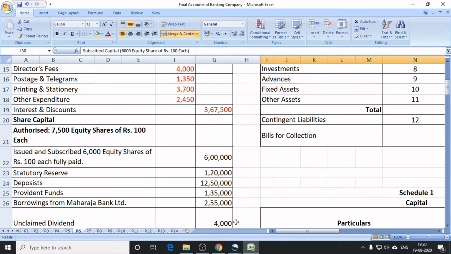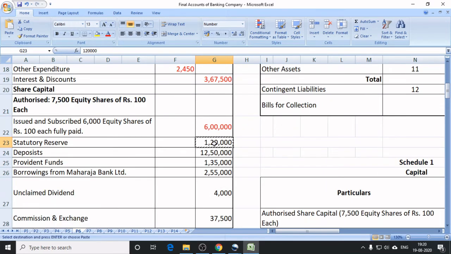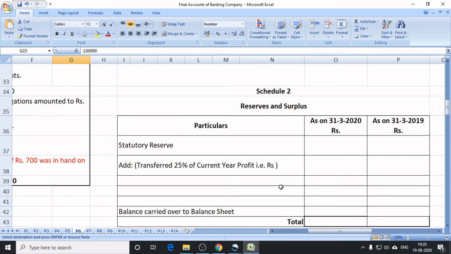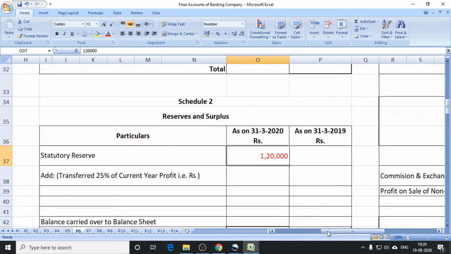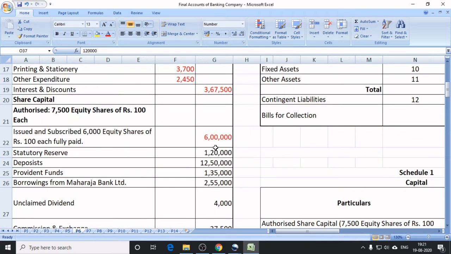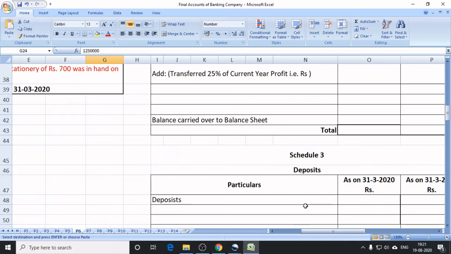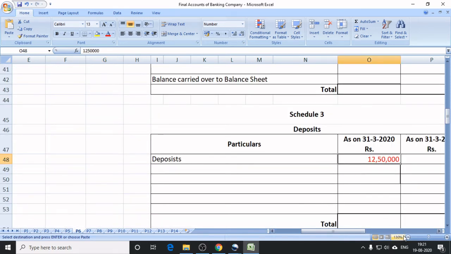Okay, now the next is statutory reserve. It has a credit balance, and we have to consider it under schedule number 2, reserves and surplus. Here the opening balance of statutory reserve is 1,20,000. Next is deposits. The total value of deposits is 12,50,000, and it has a credit balance. It is a liability of a bank, and we have a specific schedule for it, that is schedule number 3, deposits. Record that value here under schedule number 3, deposits.